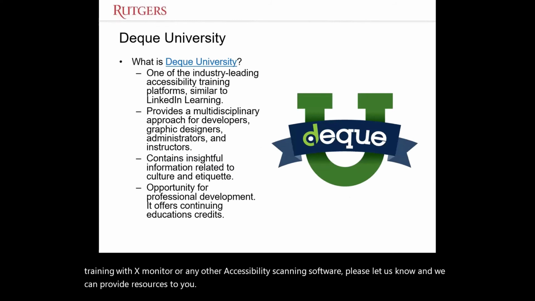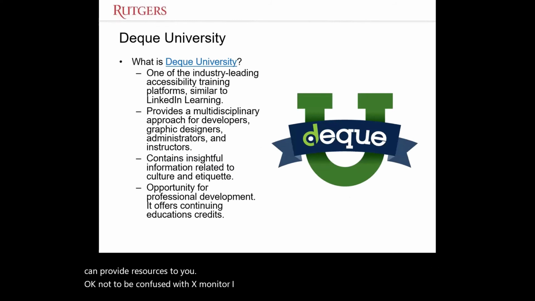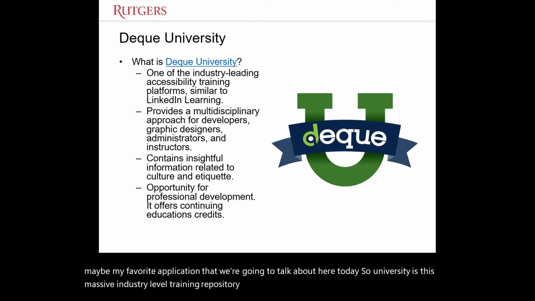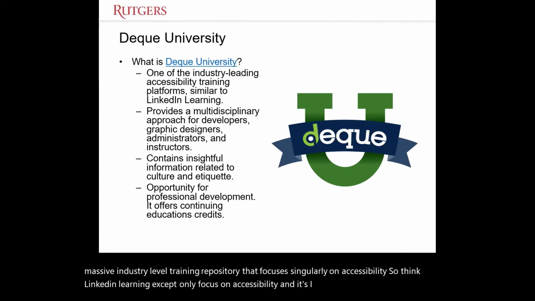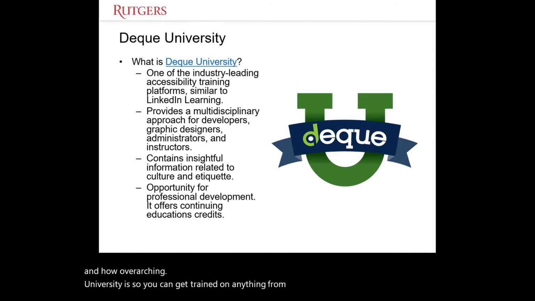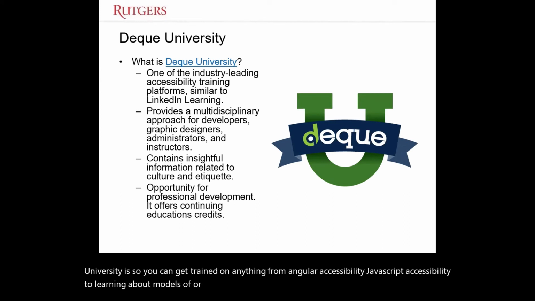Okay, not to be confused with Axe Monitor, I now want to talk about Deque University. Deque University is maybe my favorite application that we're going to talk about here today. University is this massive industry level training repository that focuses singularly on accessibility. So think LinkedIn Learning, except only focused on accessibility. And I can't emphasize just how broad and how overarching University is. You can get trained on anything from Angular accessibility, JavaScript accessibility, to learning about models of disability or customer service for individuals with disabilities.